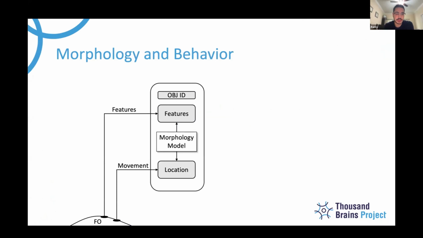We already know this: building a morphology model in some lower level column, the movements and the features, and we're pulling that into an object ID, and that's coming from first order thalamic relay cells.